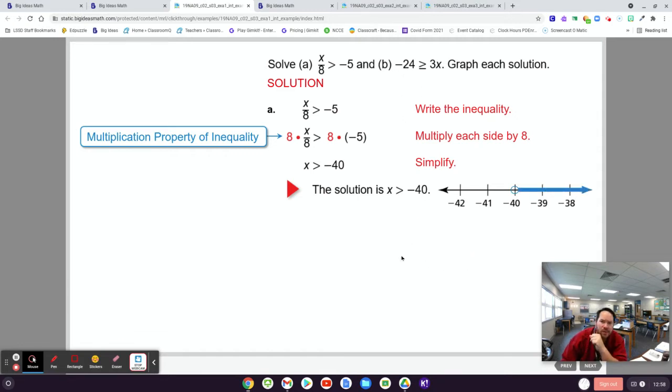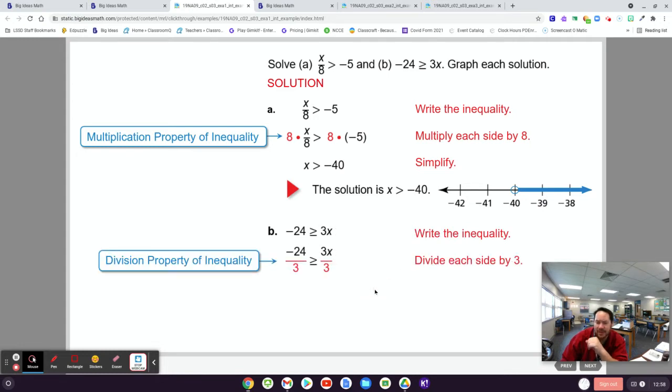Negative 24 is greater than or equal to 3x. What's a good first step to solve this to get rid of the 3? Yeah, you want to divide each side by 3. Now, again, we're dividing by a positive number, so it's all good. You just divide. And negative 24 divided by 3 is negative 8. The sign still stays the same as greater than or equal to x, which means that, careful when you write this down, x is smaller than or equal to negative 8 if you're going to rewrite it where the x is first.